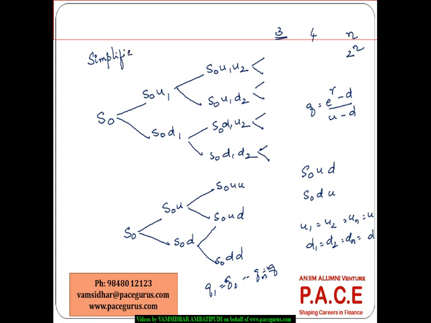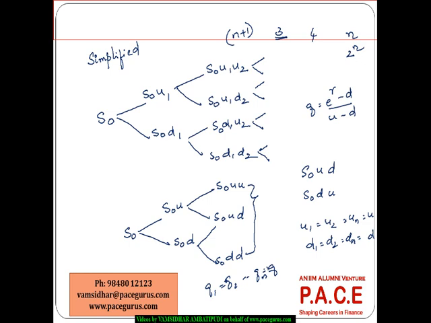And because of this, what we see is in the nth period, we get only n plus 1 possible states. In the second period, we get only 3 states. In the third period, we'll get only 4 states. So in the nth period, we are going to get only n plus 1 states.